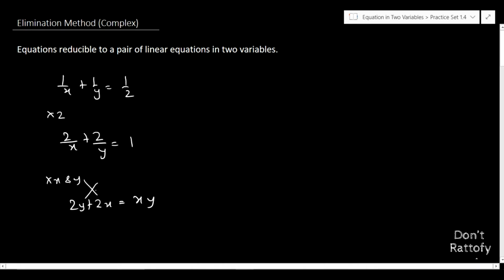So what I can do is assume 1 upon x is equal to m and 1 upon y is equal to n. If I do this, what I will get is 2m plus 2n is equal to 1. Now you can see this is a linear equation and it is solvable. So this is something which we are going to do in this exercise. We are going to assume the fractions, or the complex part, and convert it into a simple linear equation and solve it. We'll start with the sums next.